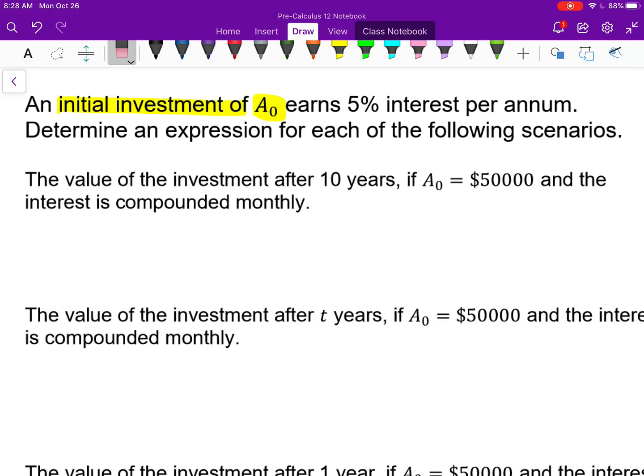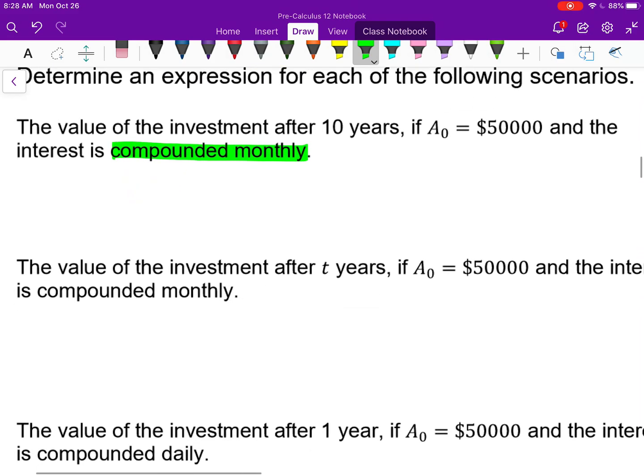And so in the first scenario, we want to look at the value after 10 years if the initial amount is 50,000 and it's compounded monthly. That's the real thing I care about here. What is this going to be worth? And I just want an expression. So the amount of money after 10 years is going to be the same as the initial amount, $10,000. Oh, sorry, $50,000. Helps if I read my own question.